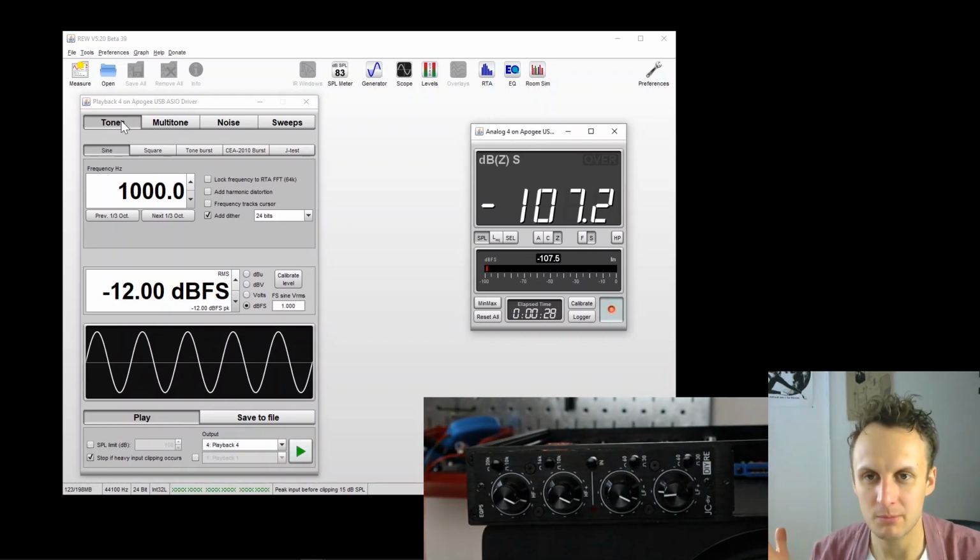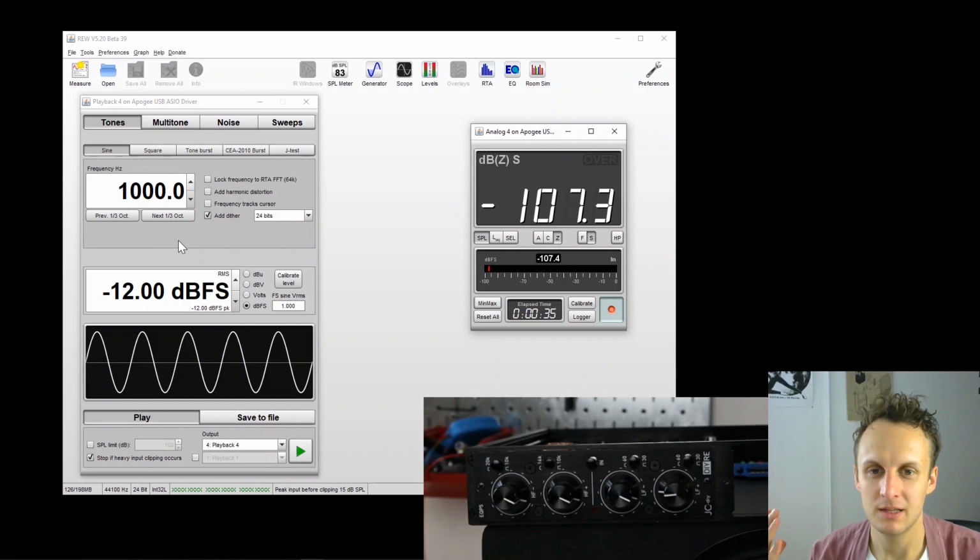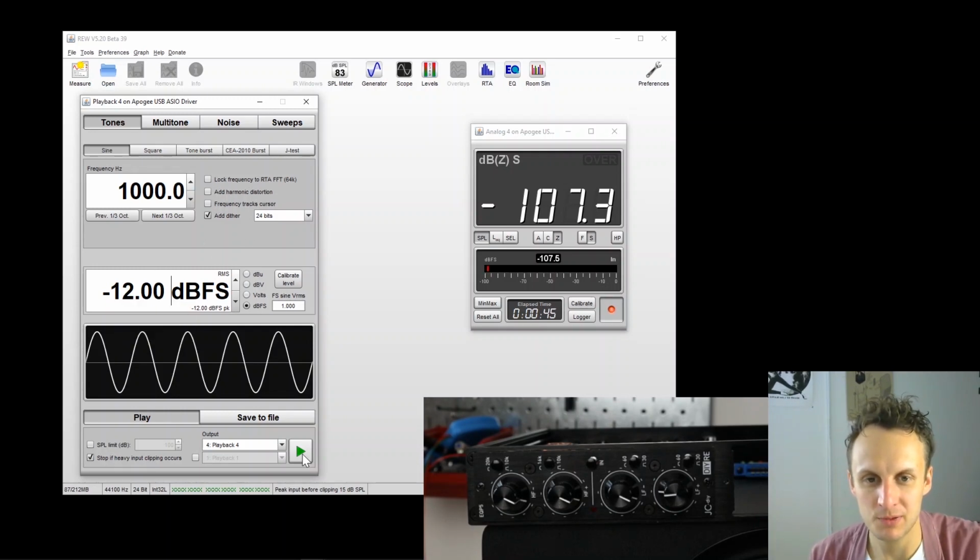On the generator, I'm going to select tones, sine, frequency, 1K. It's just a standard level setting frequency. For my output level, I'm going to do minus 12 dB full scale, just like I did in the last episode. And then I push play.